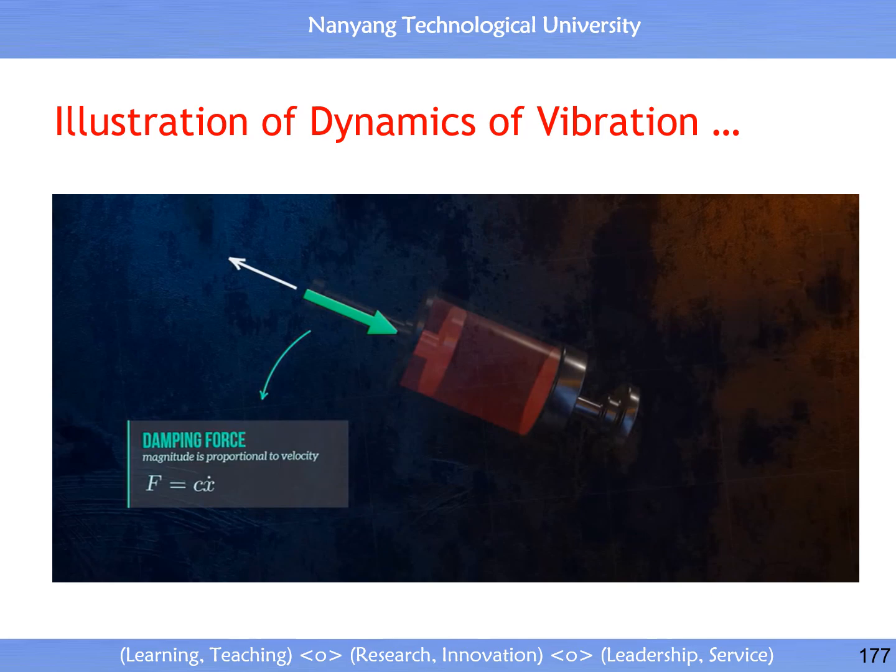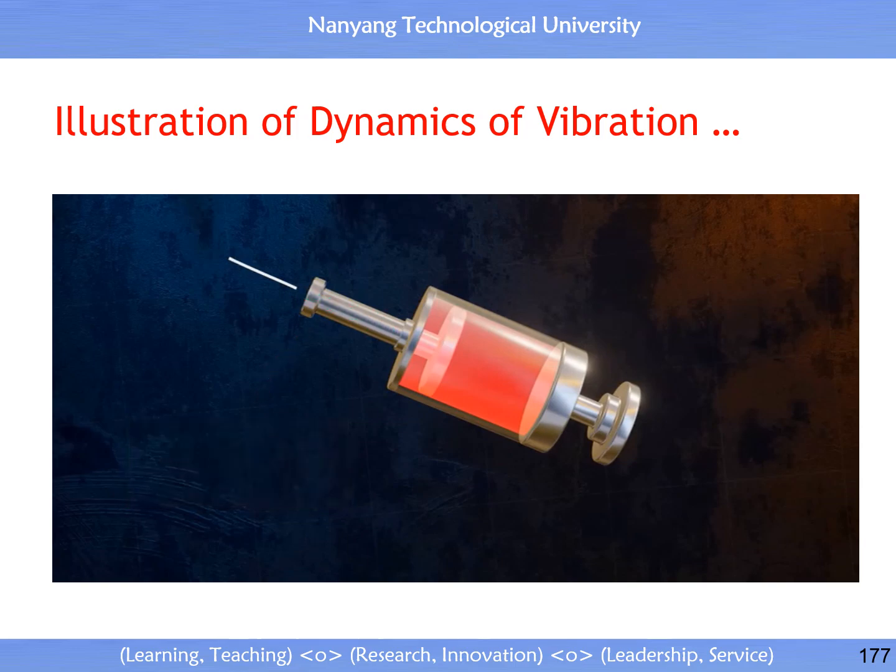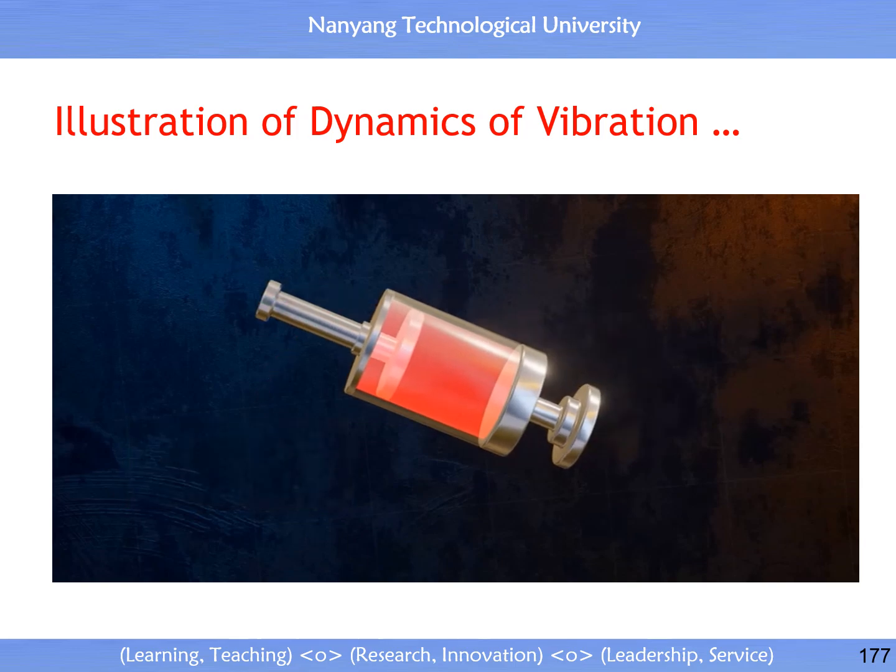C is the viscous damping coefficient. It defines the total amount of damping in the system. This model of damping is called viscous damping, because it behaves in a similar way to viscous forces in a fluid, which are proportional to the fluid velocity. There are other damping models, but viscous damping is commonly used because of its simplicity.